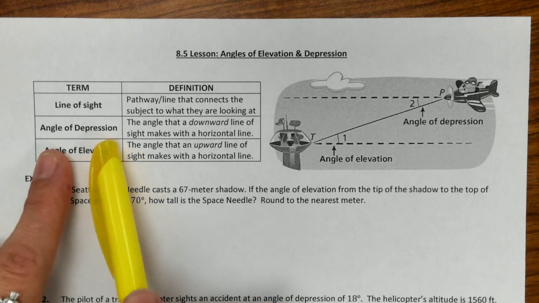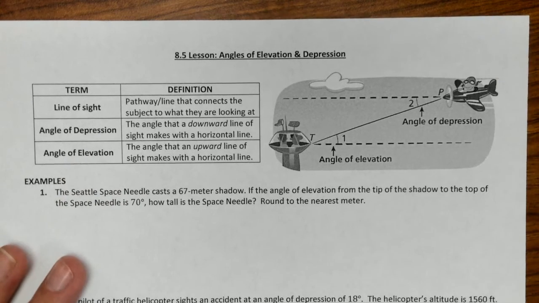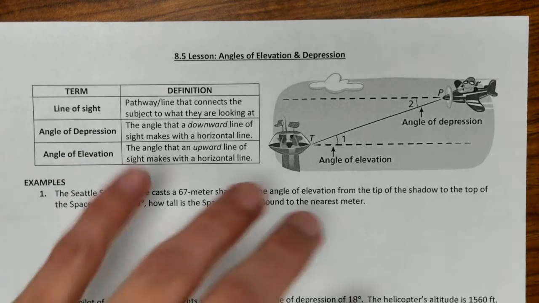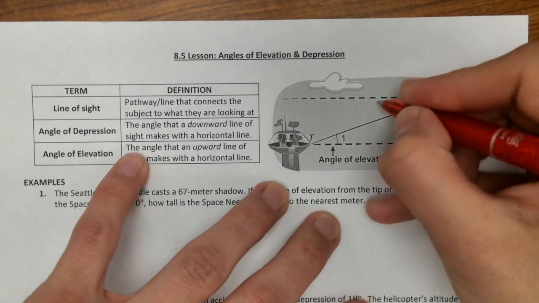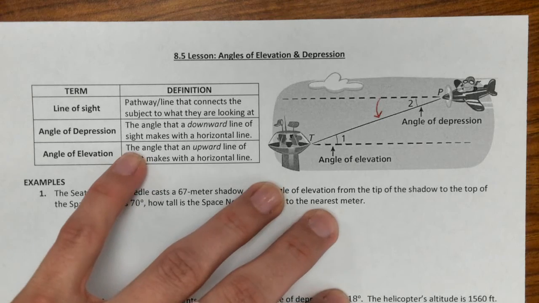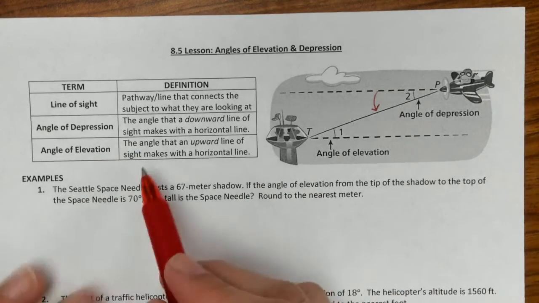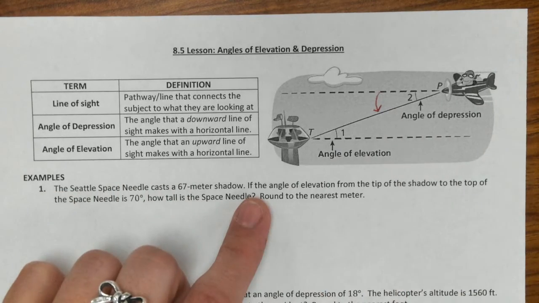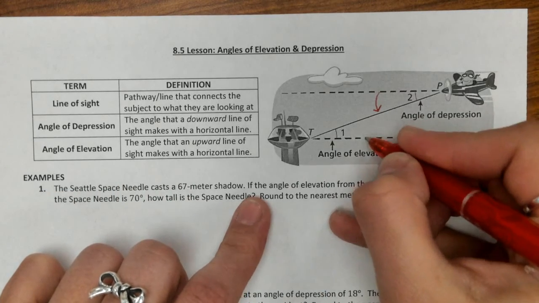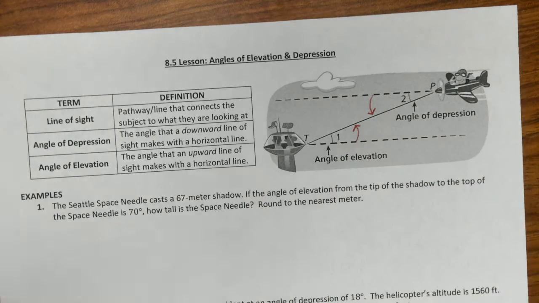Your angle of depression is going to be a downward line of sight. So here we can see that from this line of sight from the airplane down to that diagonal line, this is going to be an angle going downward. So this is your angle of depression from that horizontal line. Your angle of elevation is going to be upward from the horizontal line. So that'll be down here at the bottom. We'll go upward, and that'll be our angle of elevation. So this helps you whenever you're reading where to put your angles.